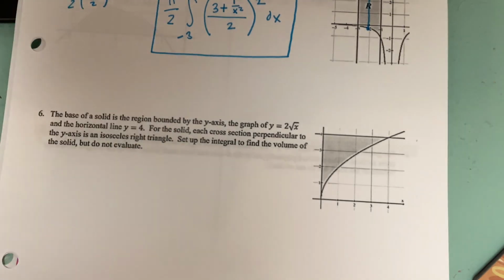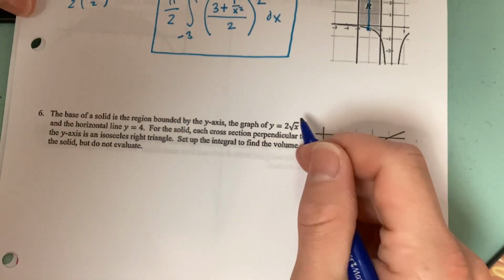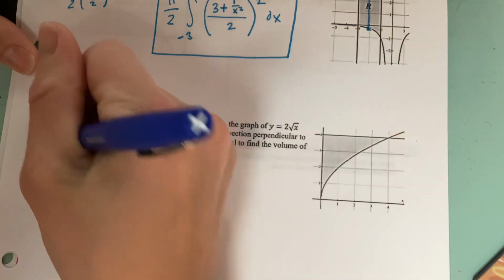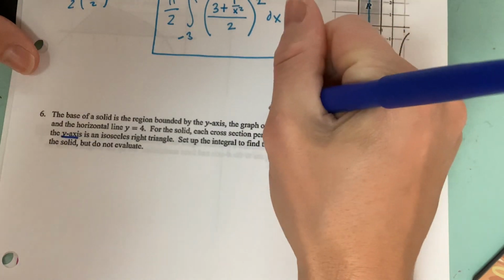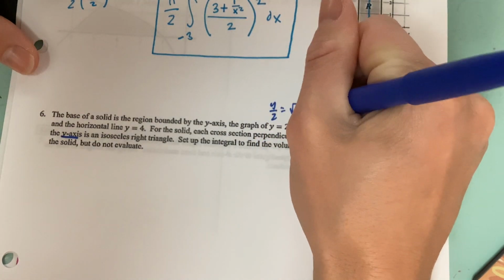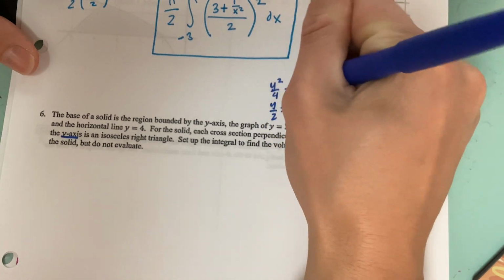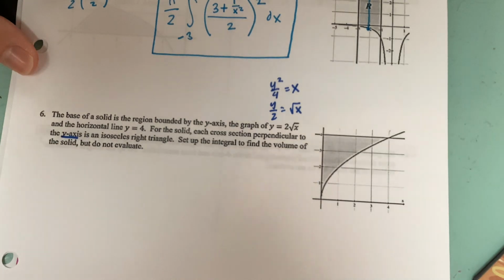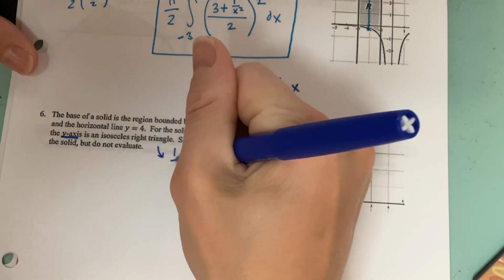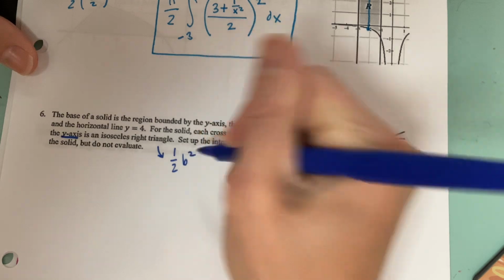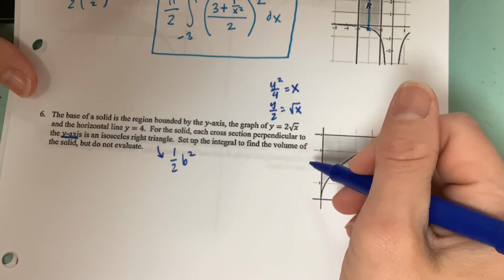All right, base is a solid, bounded by this and this. We are perpendicular to the y-axis, so we are going to have to turn this into x equals, so y squared over 4 equals x. And we have a nice isosceles right triangle, which is 1/2 base squared, side squared, whatever you want to use. Set up the integral to find the volume, but do not evaluate.